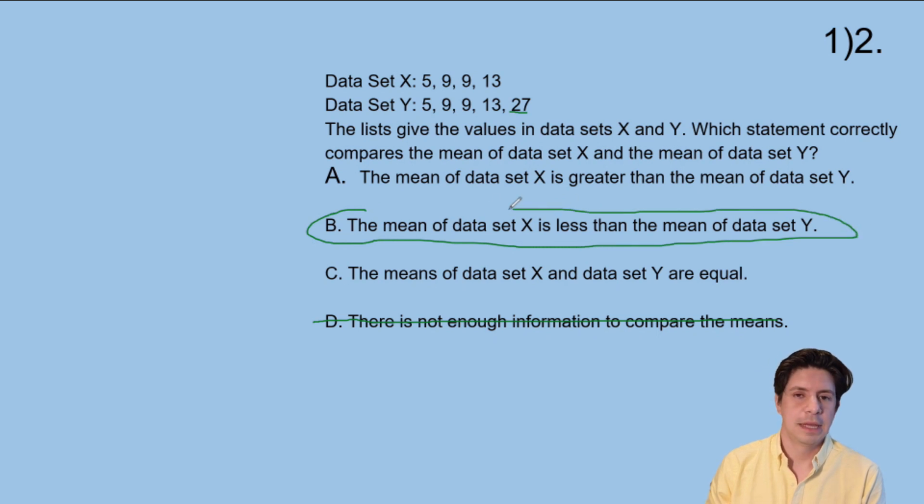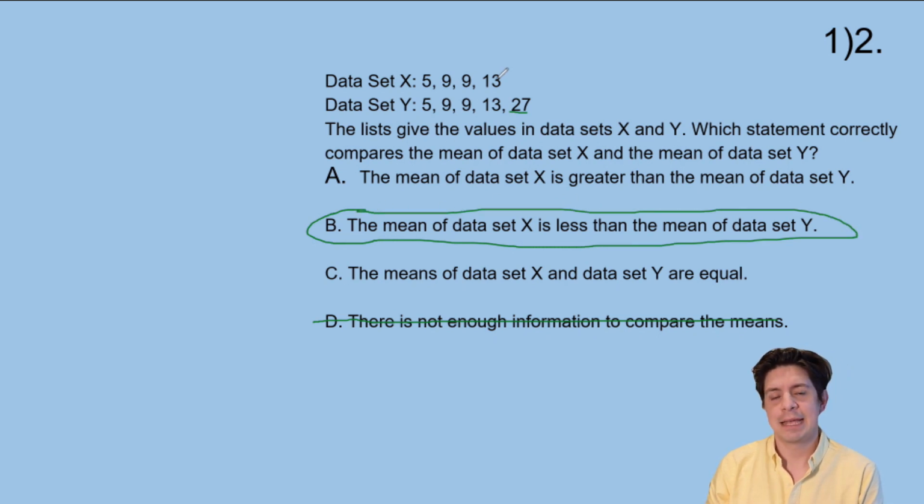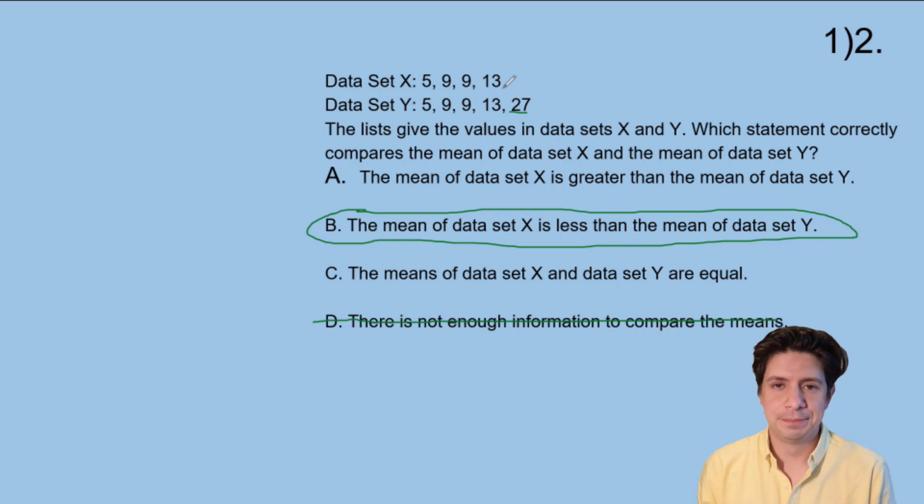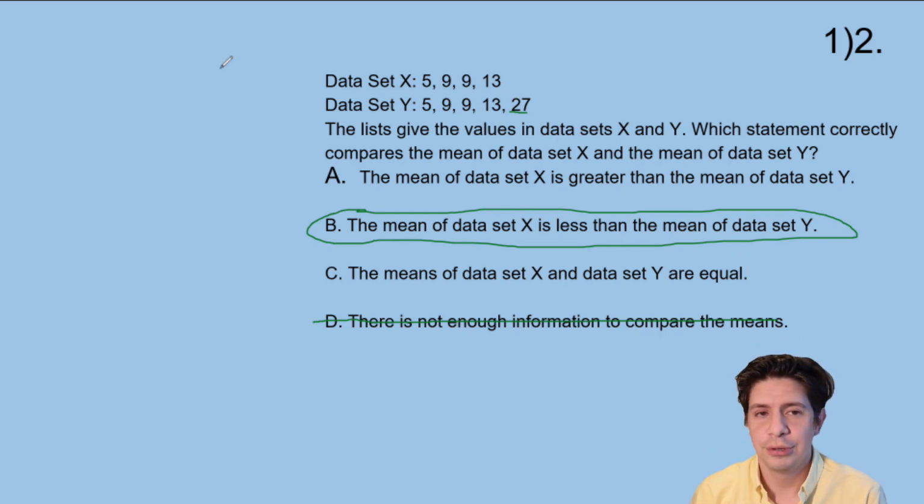Why is that? Because they have the same numbers, but this one has a 27 added on, and 27 is bigger than the mean. And how do I know it's bigger than the mean? Because the biggest number besides 27 is 13. So you don't need to do the math.